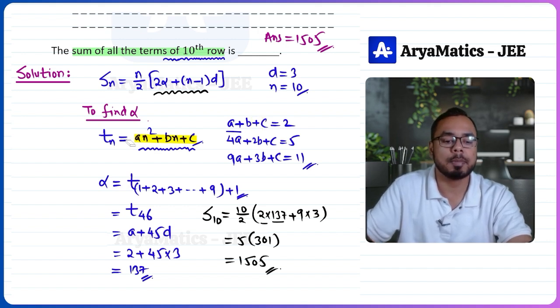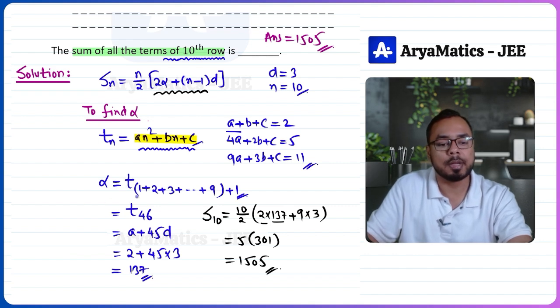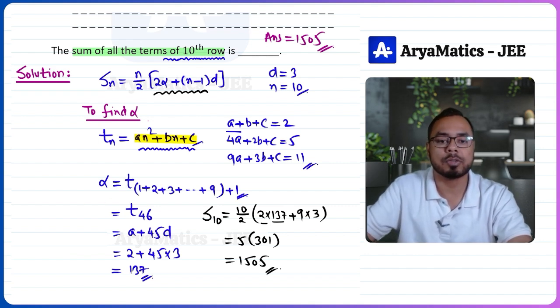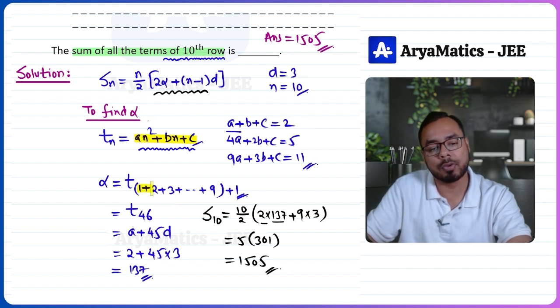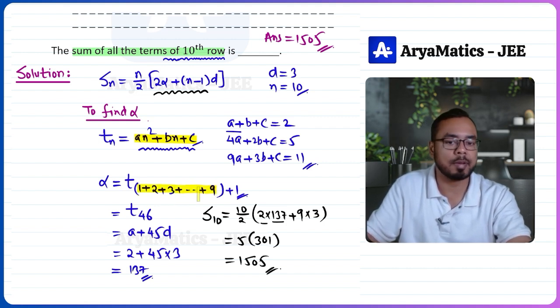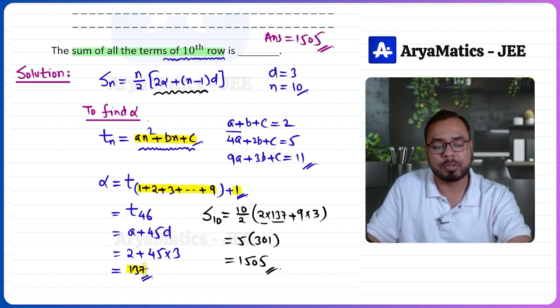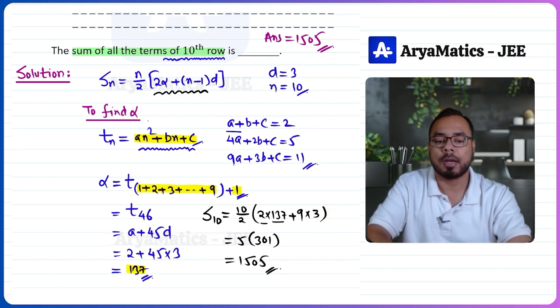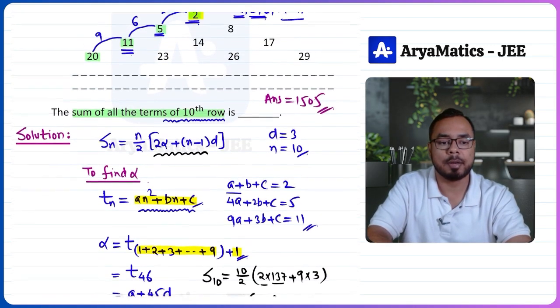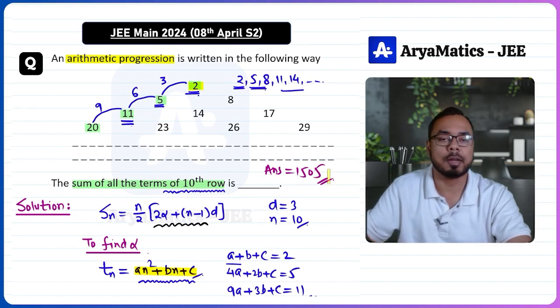Another easier approach will be that, because in the first row we have used one element, in the second row we have used two elements, and so on. So by the time we have completed 9 rows, we have used the first 45 elements of that AP. So the first element of the 10th row will be the 46th element of that AP. And by using the formula of the nth term of AP, we got alpha as 137. And once you substitute the value of alpha here, the sum of all the elements will be 1505. And that is the correct answer for this problem.